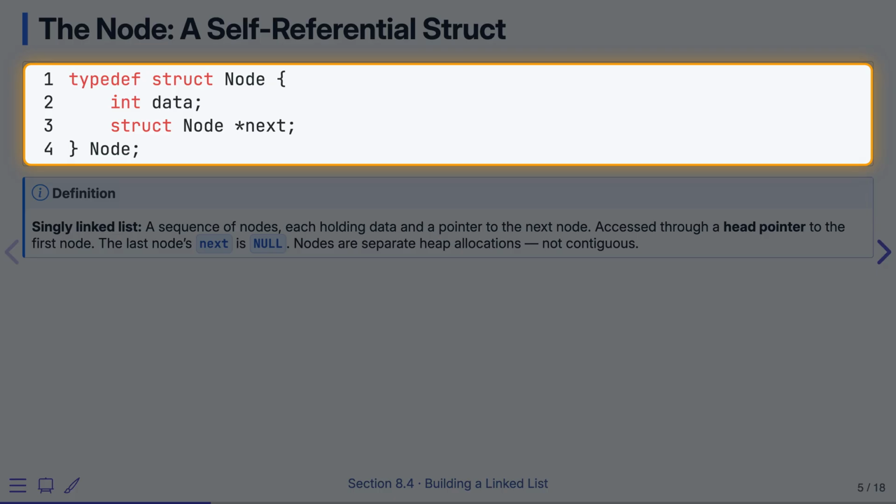This is the building block, the node. A node holds two things, a piece of data and a pointer to the next node. Notice something peculiar. One of the fields, next, is a pointer to the same type, struct node star. This is called a self-referential struct, and it is the foundation of linked data structures. We write the tag struct node before the opening brace, because the next field refers to the struct type from inside its own definition, before the typedef name Node is available.